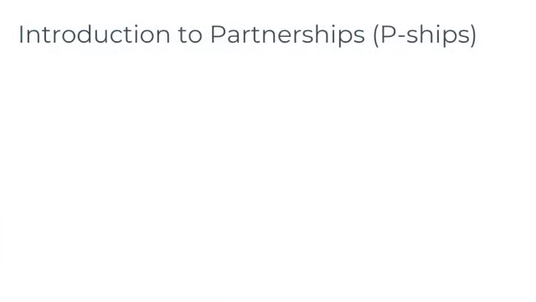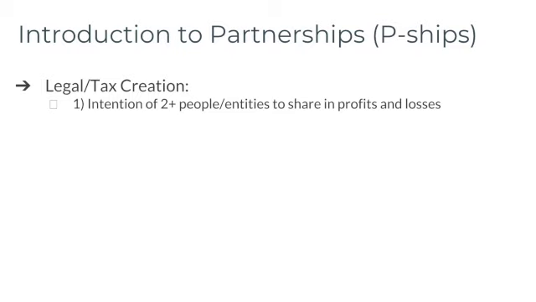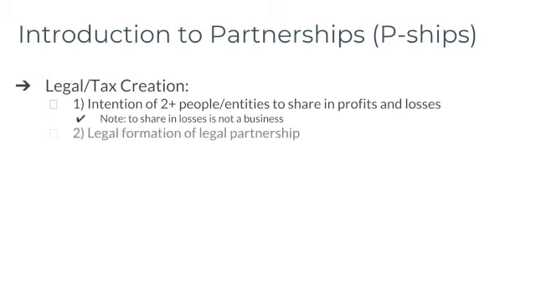So first, just a little bit of an introduction about partnerships, which I often abbreviate P-ships. So does everyone in the tax industry. Just to review the legal and tax sides that we discussed first in this class. A partnership is formed legally if there's an intention of two or more people or entities, like other businesses, to share in profits and losses. They cannot just share in losses. They have to be sharing in profits and losses. A business doesn't exist for the sake of losses.